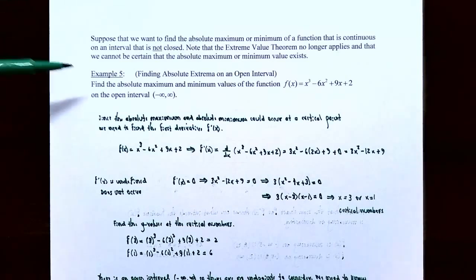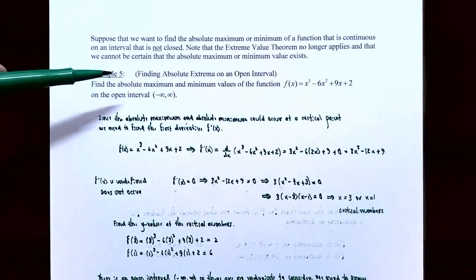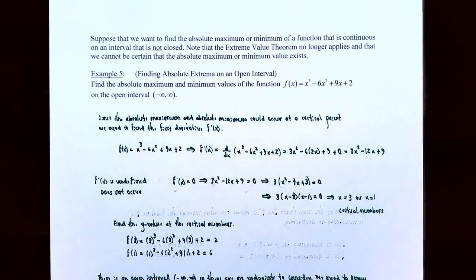So let's look at example 5. Finding the absolute extrema on an open interval. Find the absolute maximum and absolute minimum values of the function f of x equals x cubed subtract 6x squared plus 9x plus 2 on the open interval negative infinity to infinity.